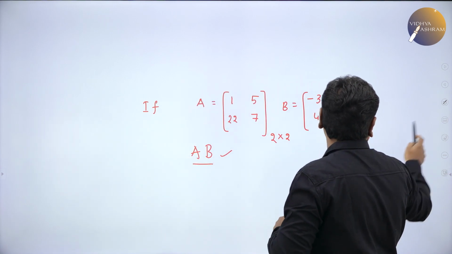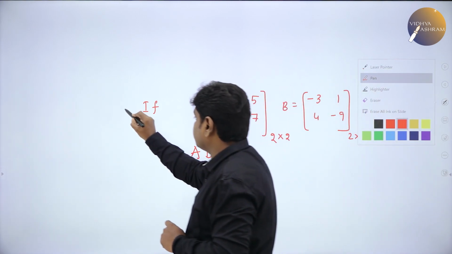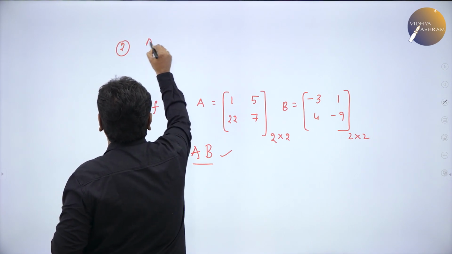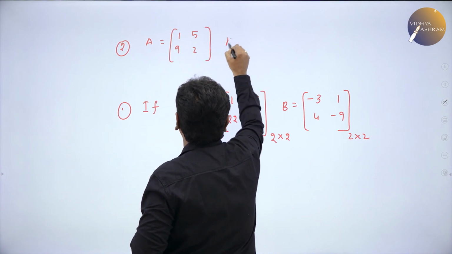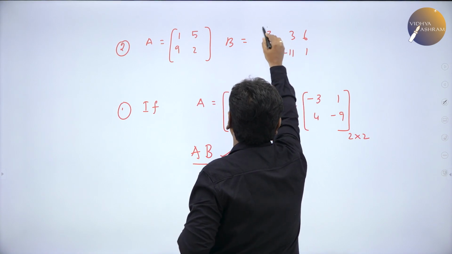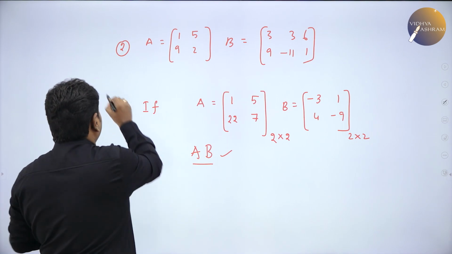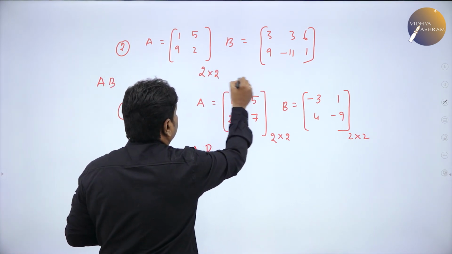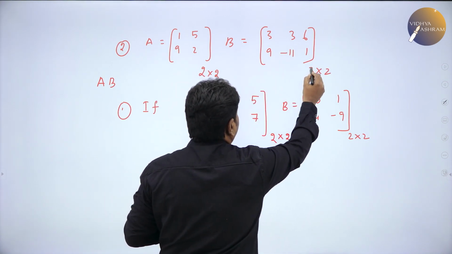So next, if I take another example, see, the second one. A is [1, 5; 9, 2] and B is [3, 3, 6; 9, -11, 1]. I have written both A and B. Can we multiply? Can we find AB? A into B, or can we do AB? What is the order of this? 2 cross 2. What is the order of this? 2 rows, 3 columns, so 2 cross 3.